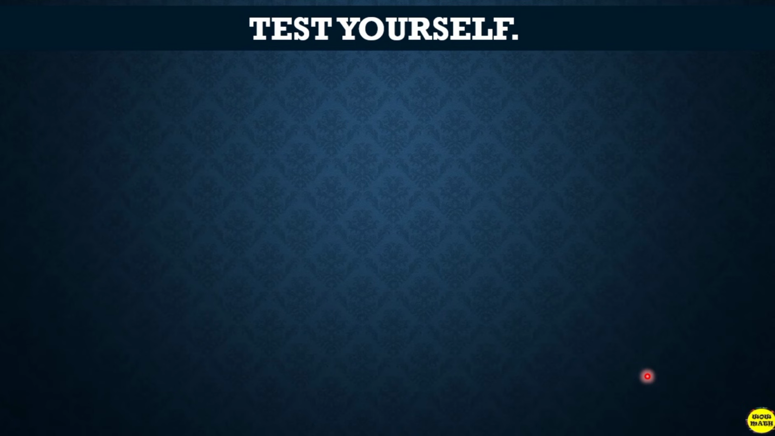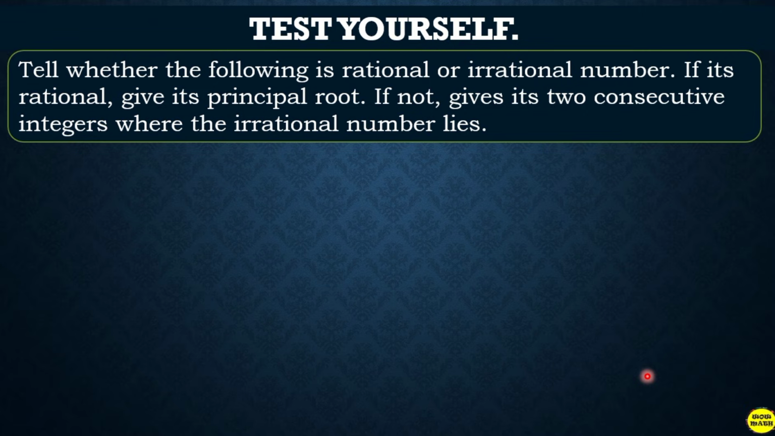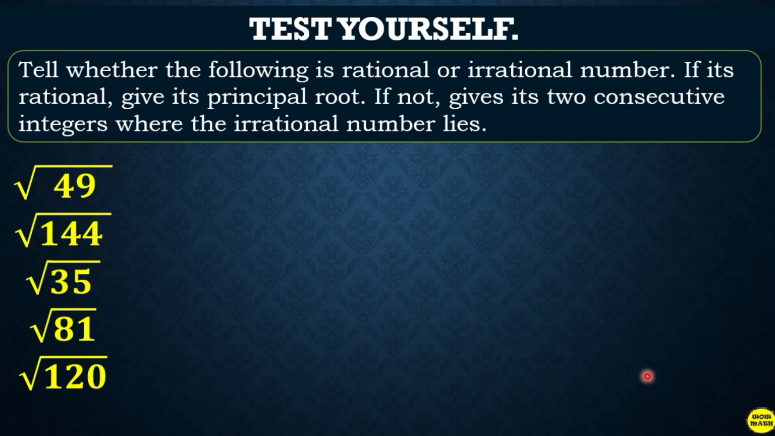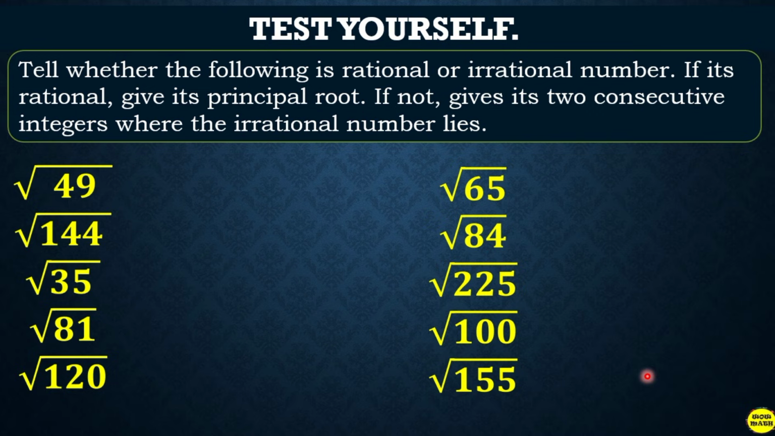Okay, it's your turn. You may test yourself. You may pause the video para hindi kaagad makita ang sagot. Okay, so tell whether the following is rational or irrational number. If it's rational, give its principal root, yung positive lang. If not, kung irrational naman siya, give its two consecutive integers where the irrational number lies. Okay, so I have here the given.